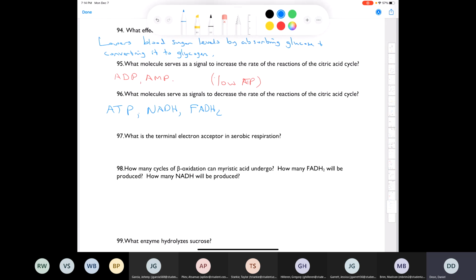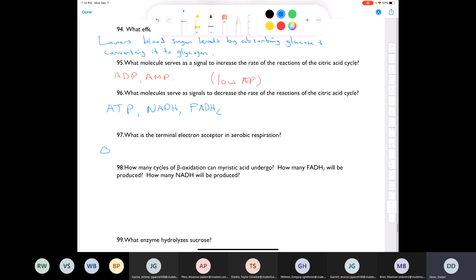Number 97, what is the terminal electron acceptor in aerobic respiration? The answer to that is oxygen, right? You take two protons, right? They get pumped across the matrix space. They add with oxygen, and then you combine those two electrons, and what do you end up forming? You end up forming water. So H2O.